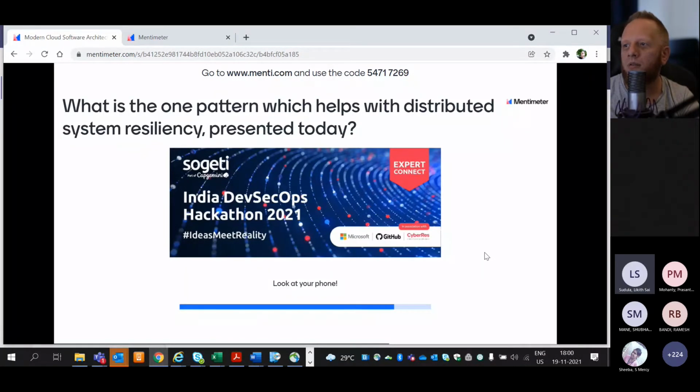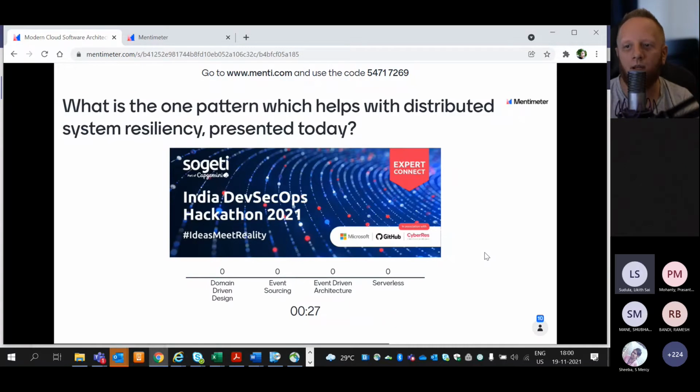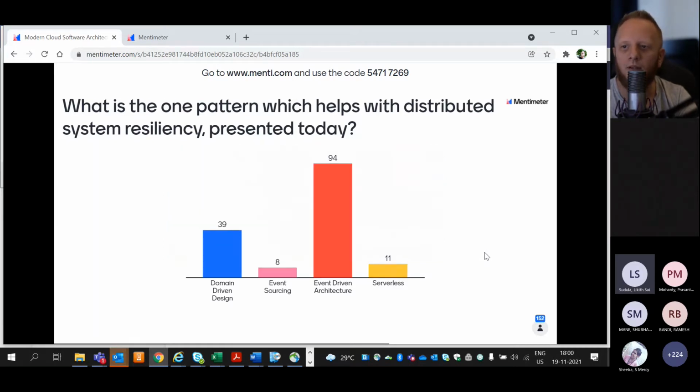What is the one pattern which helps with distributed system resiliency presented today? This one can be a little bit tricky, maybe. Very good. Event-driven architecture. Maximum people have answered correctly.